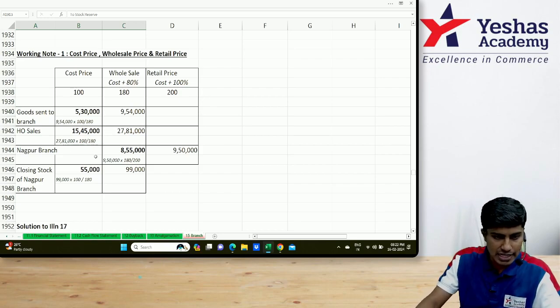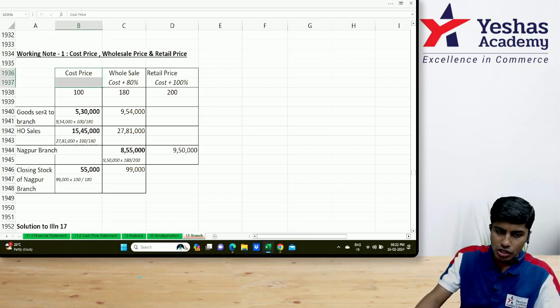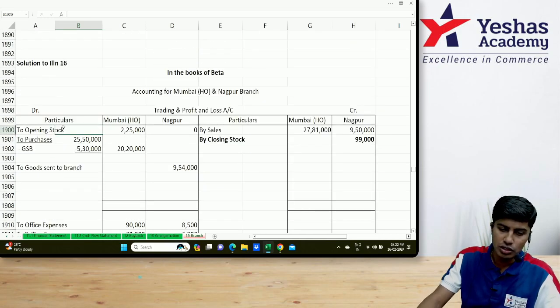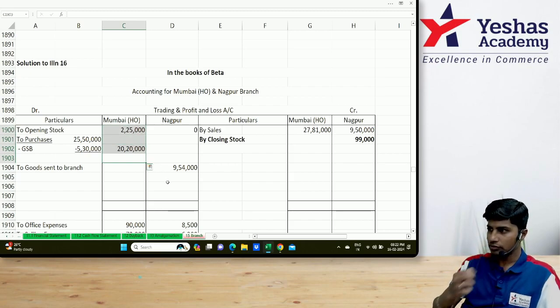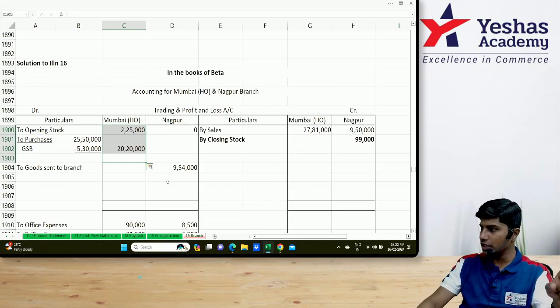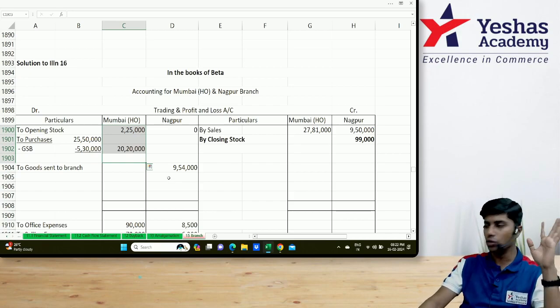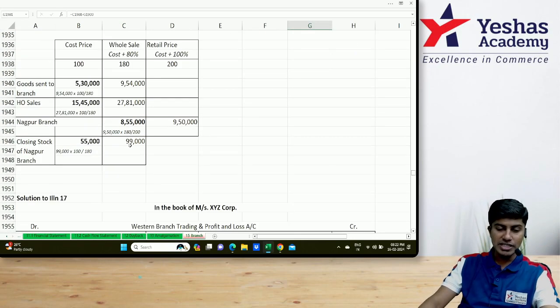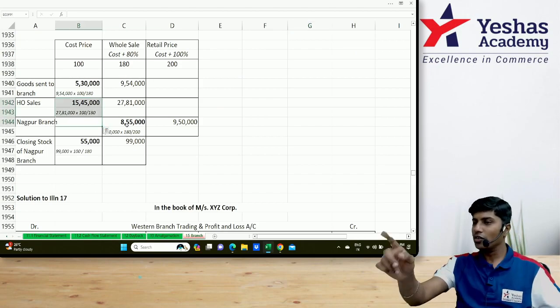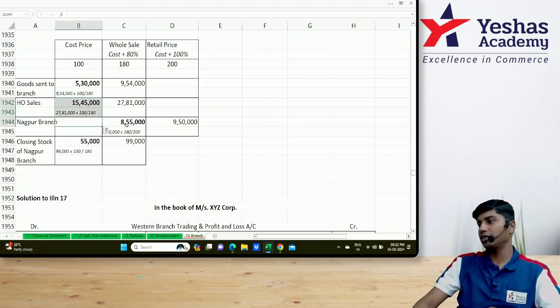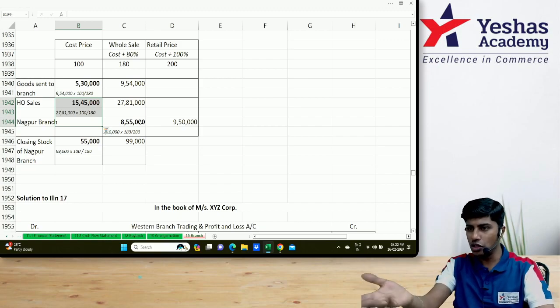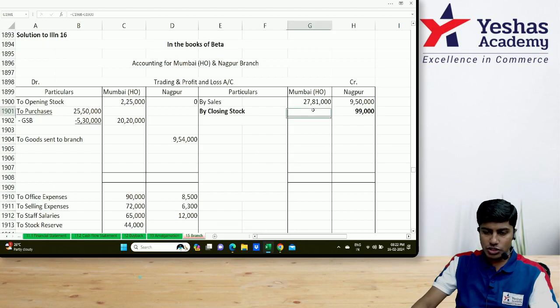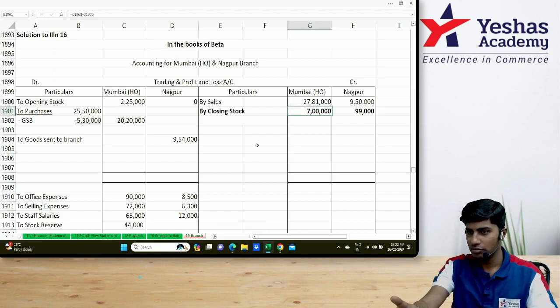Let's quickly see this. Everything is at cost. What is the opening stock of head office? 2,25,000. Am I right? Purchases is 20,20,000 after adjusting GSP. Do 2,25,000 plus 20,20,000, sorry, 22,45,000. Sales we can't deduct 27,81,000. Why? 27,81,000 is wholesale price. How much is sales at cost price? 15,45,000. 22,45,000 minus 15,45,000 is our closing stock. Do you agree with me? I can write here closing stock 7 lakh. This is one way.